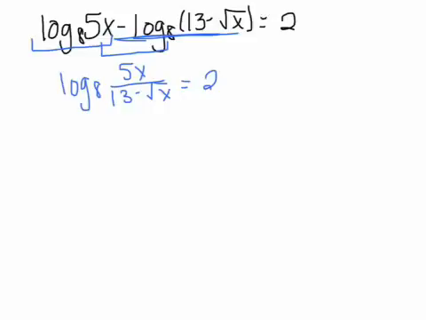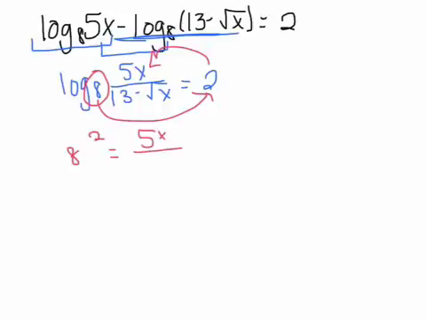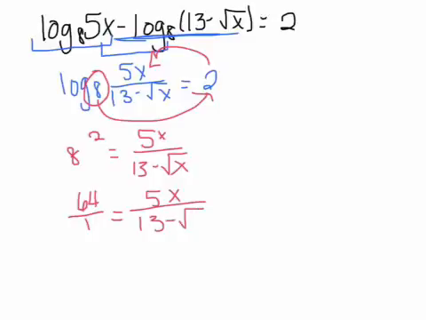Then I'm going to go into exponential form. 8 raised to the second power equals this piece right here, so 5x over 13 minus the square root of x. So what I would do next is I would say 8 squared is 64 over 1 equals 5x over 13 minus the square root of x.